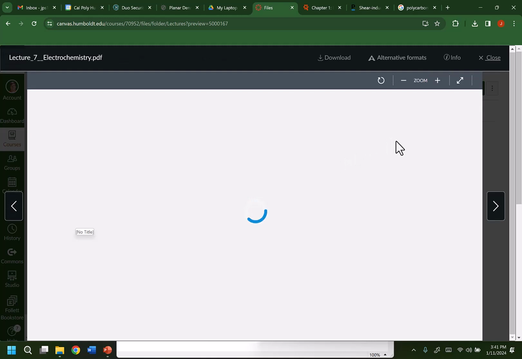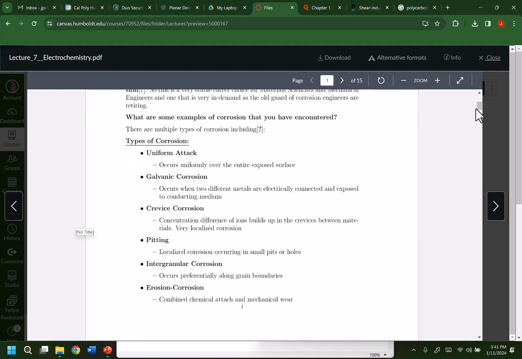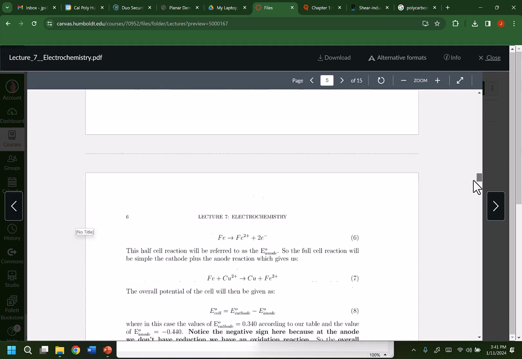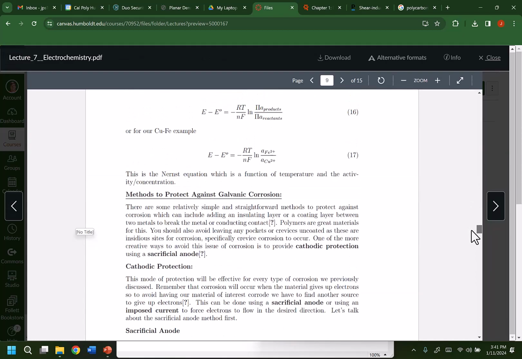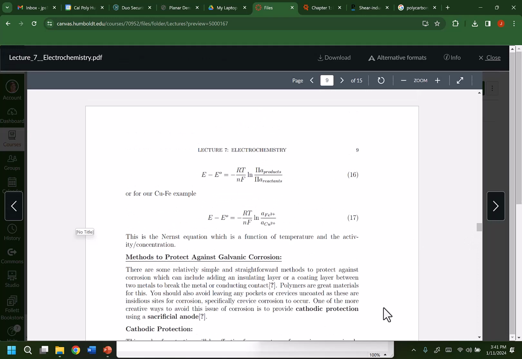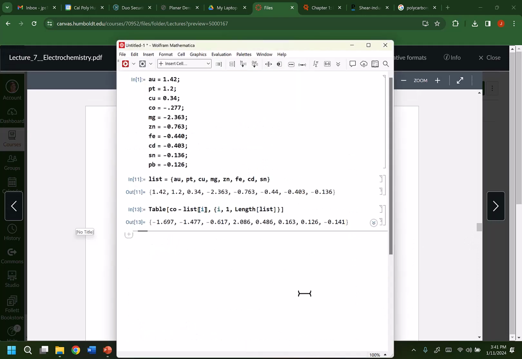It's nRT because we need to define some values. So we're going to be using our Nernst equation: E minus E naught equals minus RT over nF. Okay. So let's go ahead and define our F is equal to 96485. That's our Faraday's constant. Our capital R will be equal to 8.314 joules per mole K.